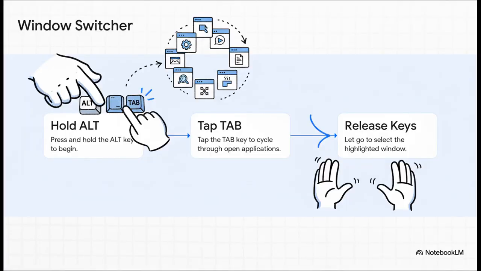This right here, this is your new best friend for multitasking. Here's how it works. Just hold down the Alt key and then start tapping the Tab key. This little menu pops up showing you everything you have open. Keep tapping Tab to cycle through, and when the one you want is highlighted, just let go of the keys. It is, without a doubt, the fastest way to jump between your programs.